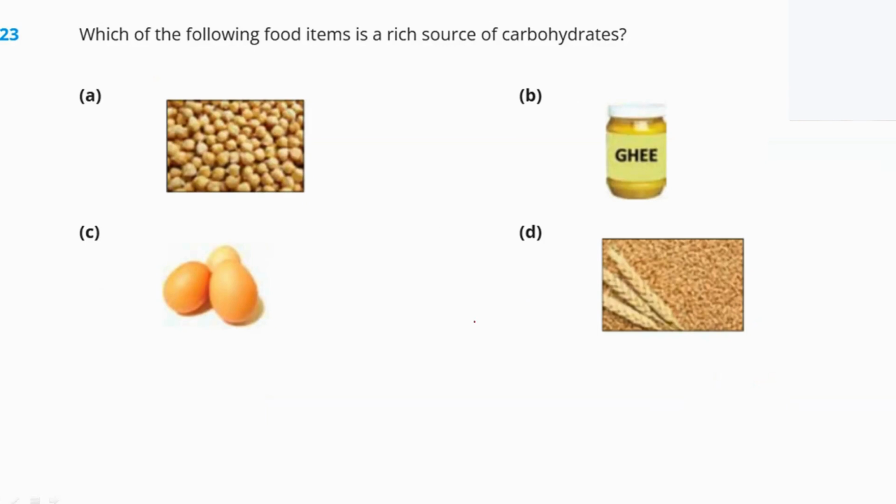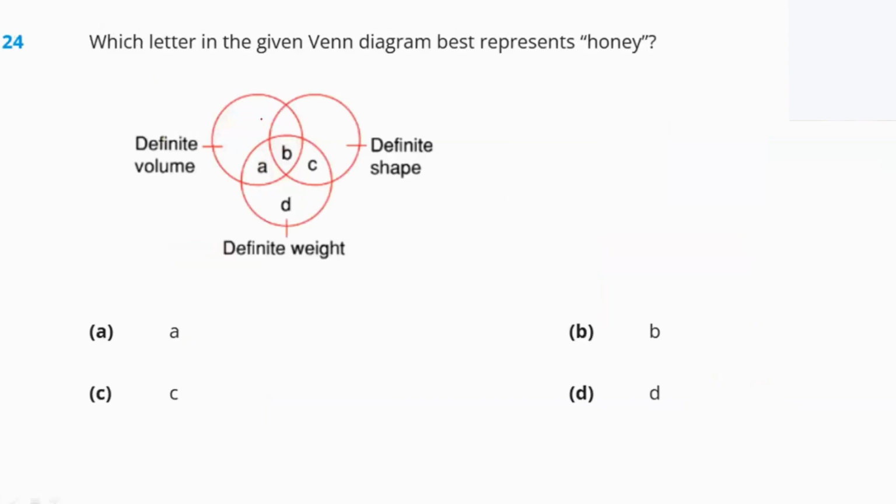So out of all these four options, you will notice that D is wheat, and wheat we know is a very good source of carbohydrate. So option number D is our right answer. Next, which letter in the given Venn diagram best represents honey?